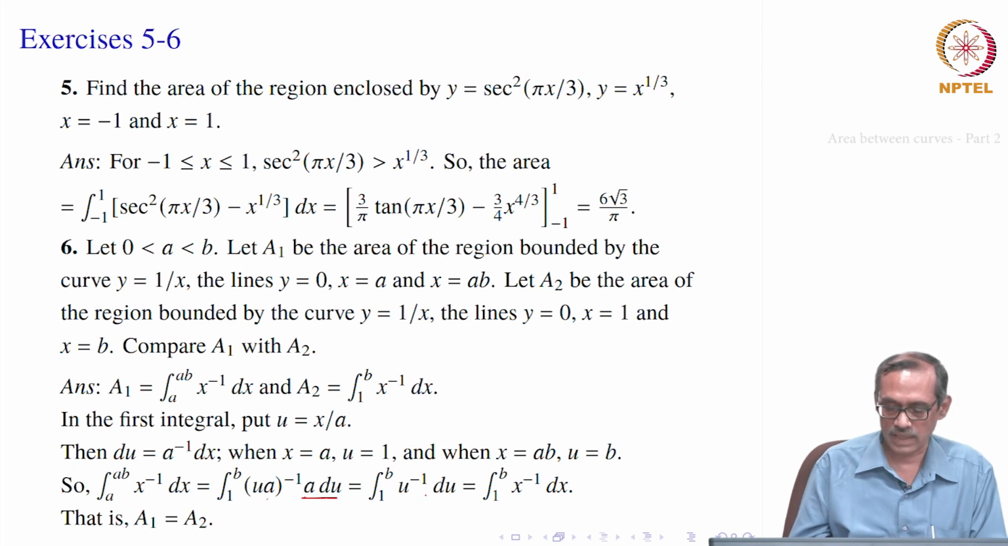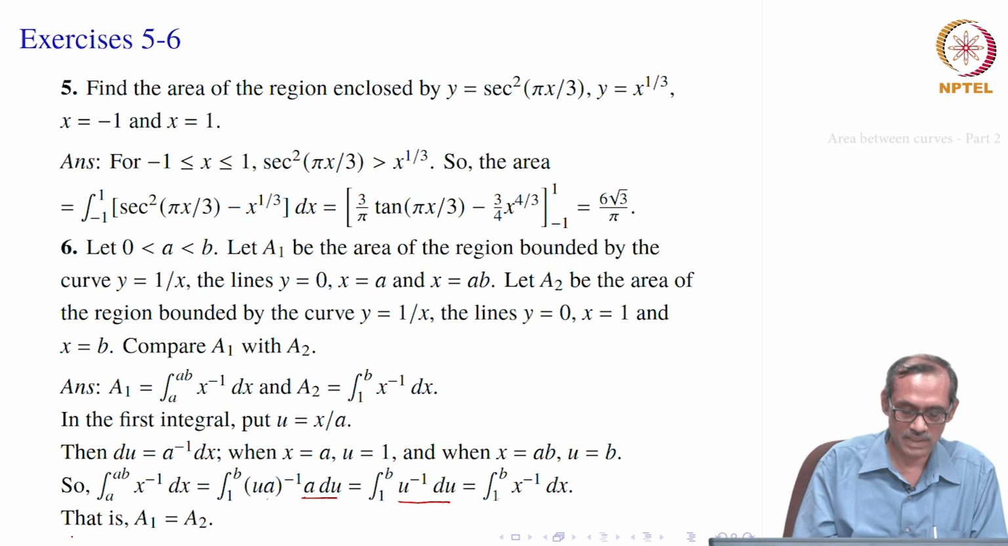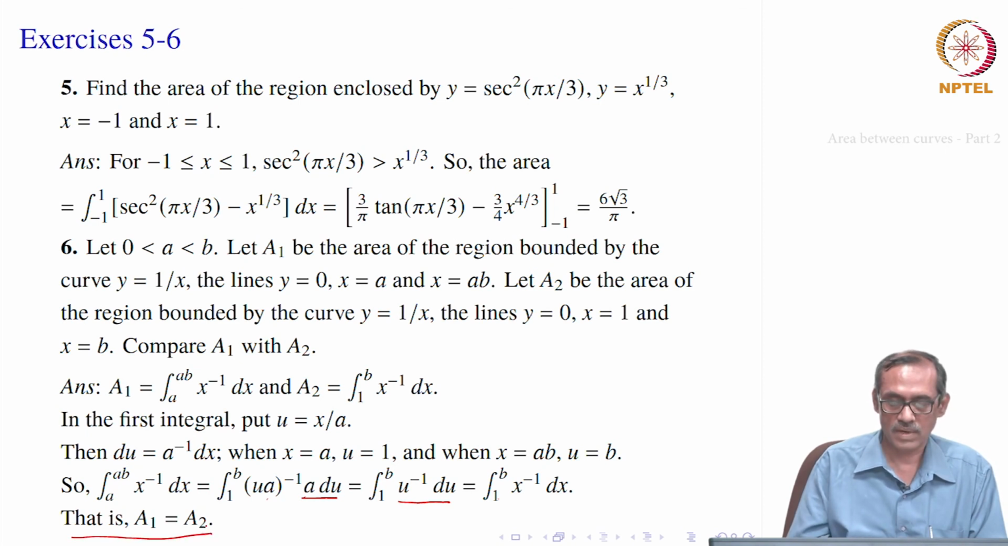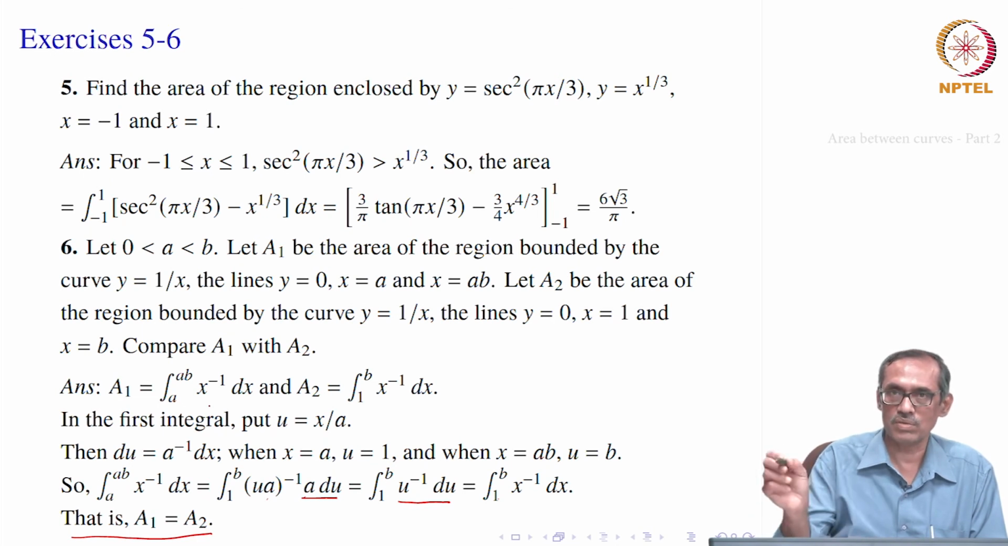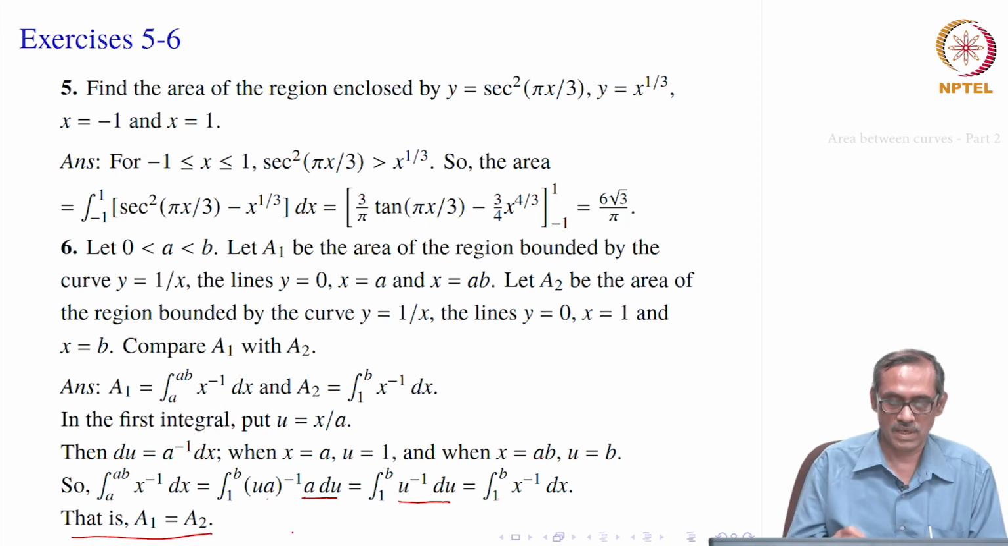So, a really gets cancelled, and you get the integral from 1 to b, limits are for u, of u to the power minus 1 du, which again is the same thing, as it does not matter which variable is in the integral. So, the integral from 1 to b of x to the power minus 1 dx, that means these two areas are the same, fine. So, whether in that curve you take a to ab or 1 to b, those two areas will become the same, that is what it says. Okay, so let us stop here.